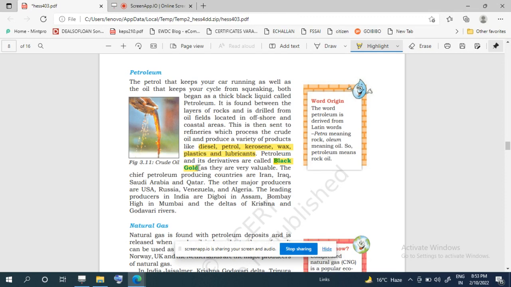And the countries where petroleum is produced are Iran, Iraq, Saudi Arabia, and Qatar. Other than this, there are some other major oil producing countries like USA, Russia, Venezuela, Algeria. And in India, it is Digboi in Assam, Bombay High in Mumbai, and then the deltas of Krishna and Godavari. These are the places where petroleum is found.